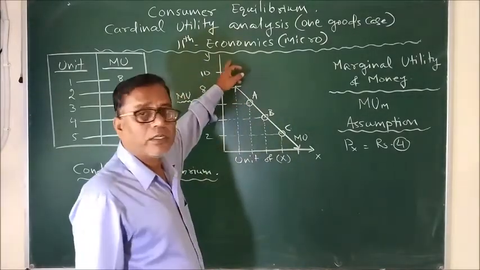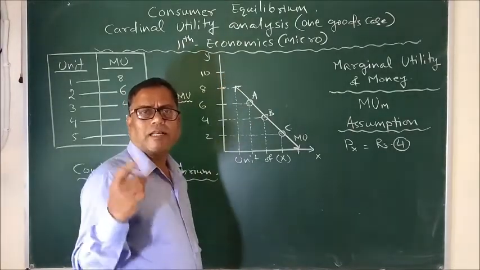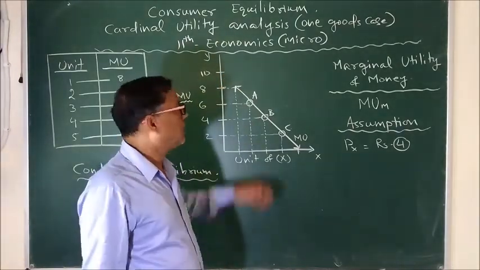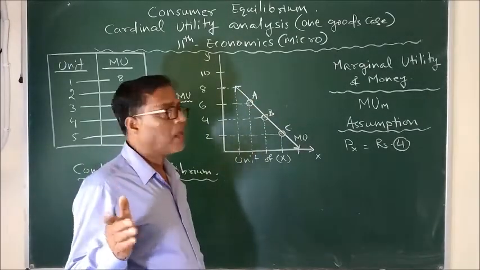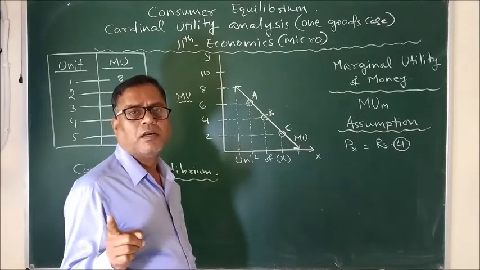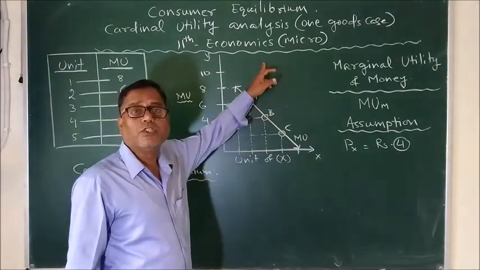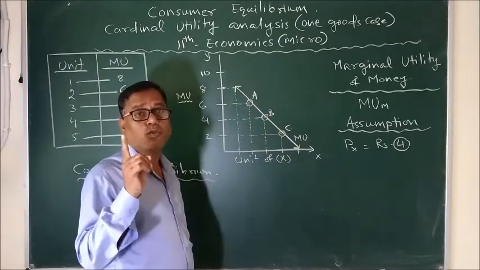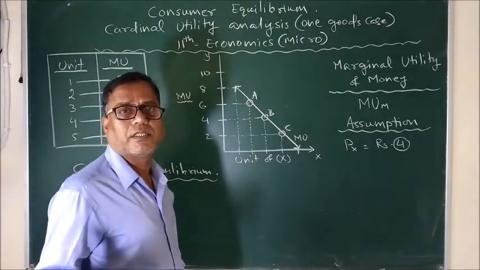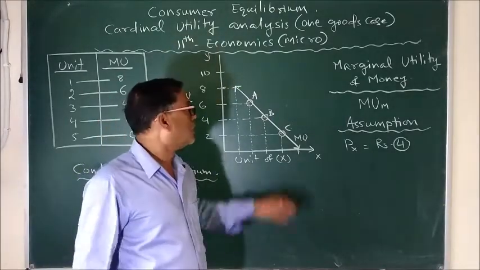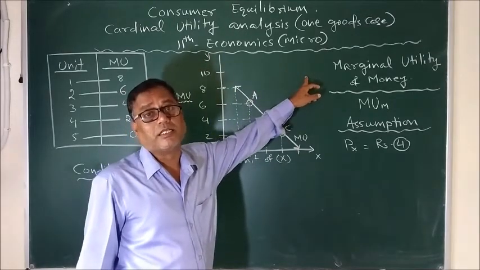So, today we are going to discuss how a consumer attains equilibrium when he is consuming only one good. I repeat my statement: how a single consumer attains equilibrium when he is purchasing or consuming a single good. The good that the consumer is purchasing is an economic good. That's why he has to pay for the good that he is going to consume.